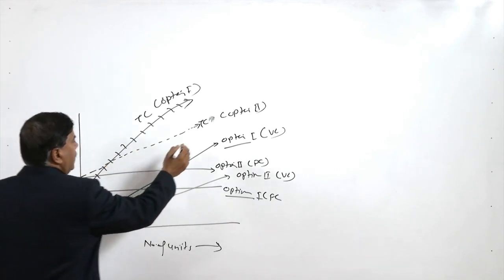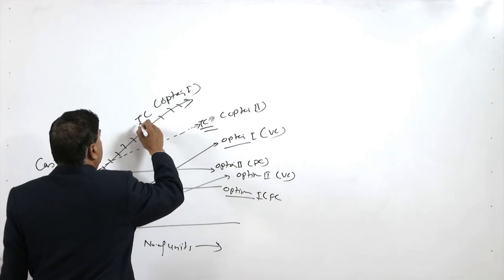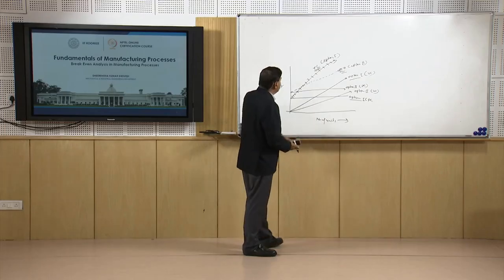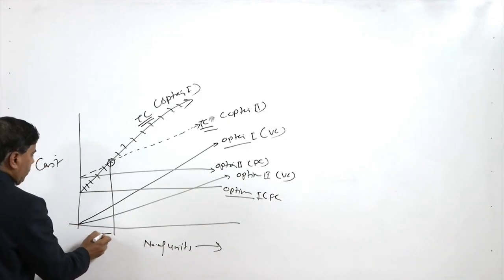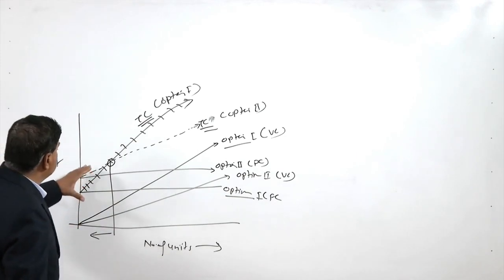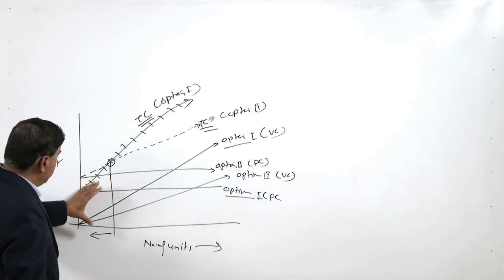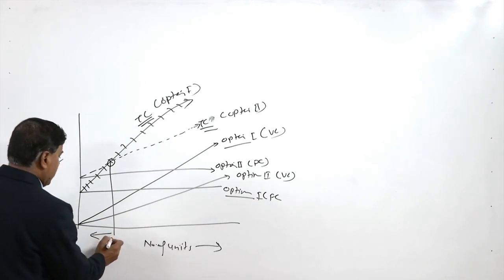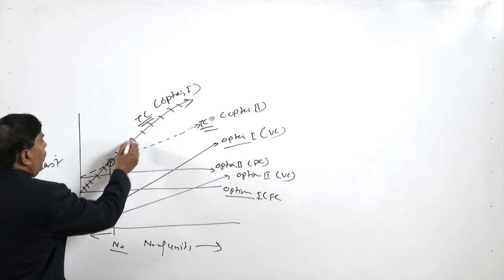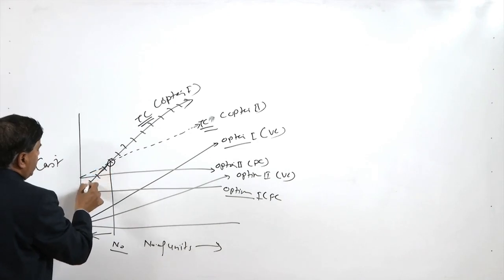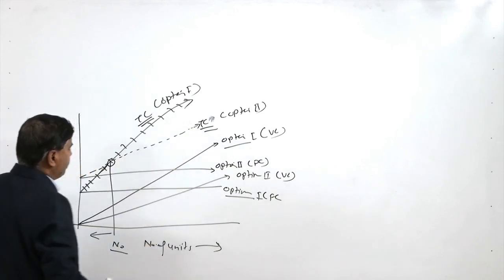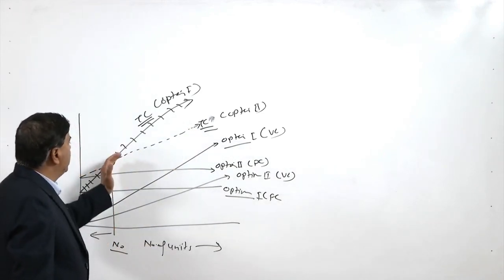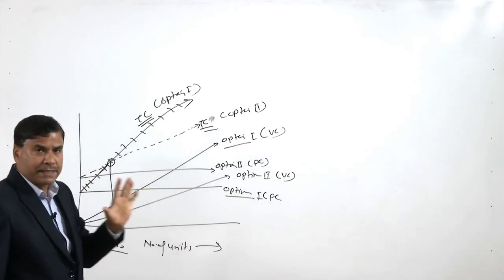Both these lines, total cost for option 2 and total cost for option 1, are intersecting each other at this point. Which means if the volume of the product to be made is lower than this number, then option 1 is better because the total cost is lower, and if the volume to be made is bigger than this particular value, then option 2 will be cheaper. This is the simple logic.